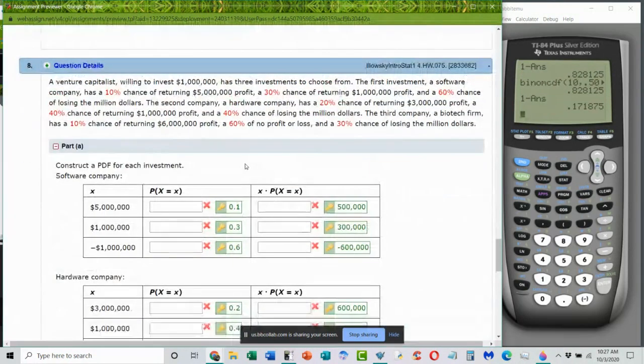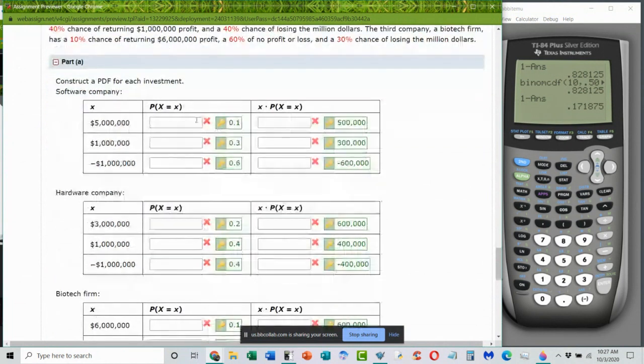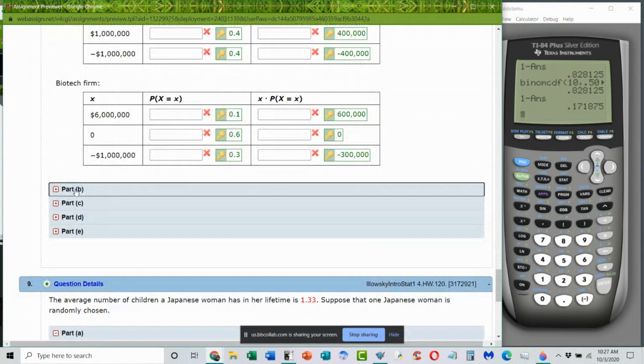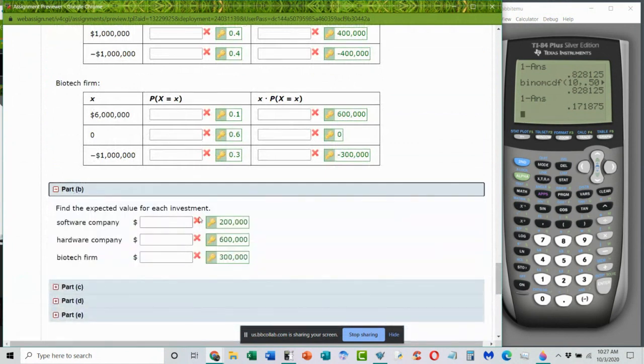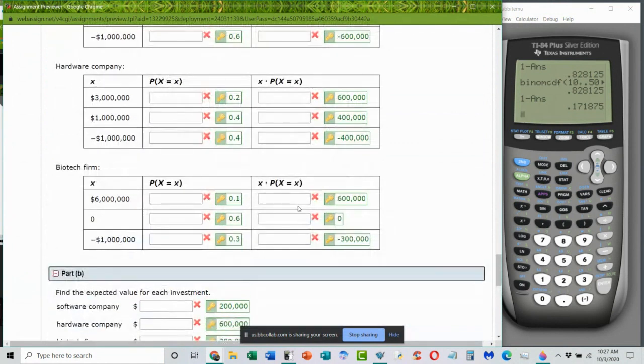Okay, so number eight is just, again, an expected value problem. So they give you the percentages of things occurring for each type of investment. So you just have to fill them into the table, multiply the value times the probability of that happening. That's going to give you this. And then they ask you, what are the expected values of those? So you're just going to add them all up.